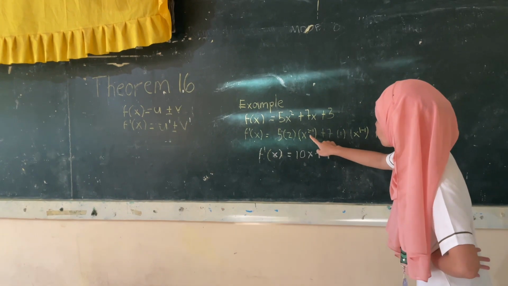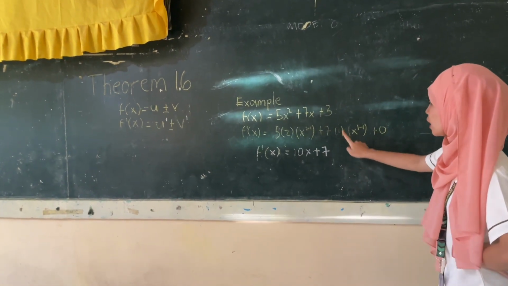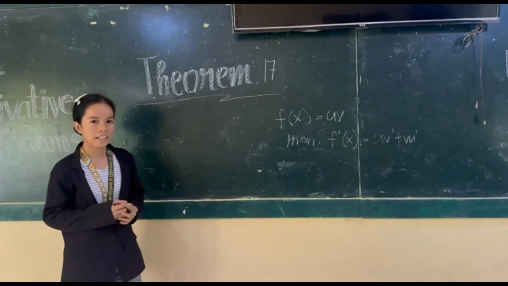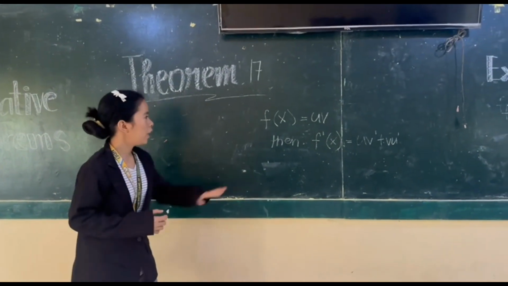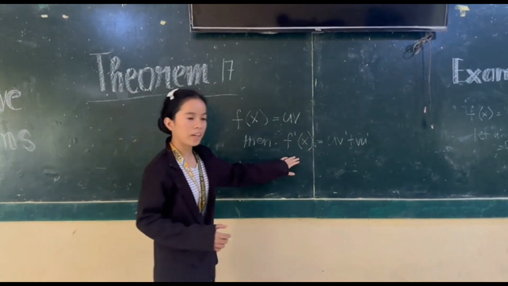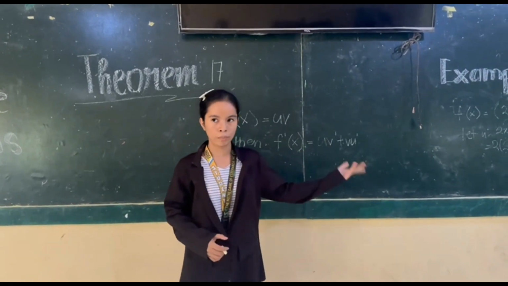Then x squared minus 1 is x. Then 7 times 1 equals 7. So now, let's tackle theorem 17. F of x is equal to uv. Then f prime of x is equal to u v prime plus v u prime.